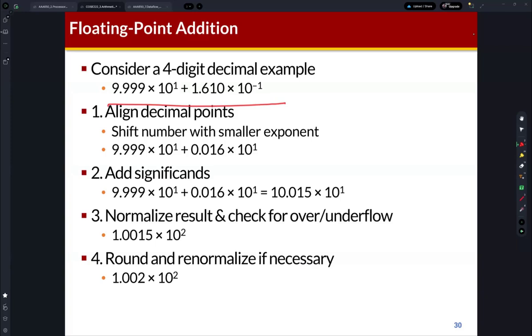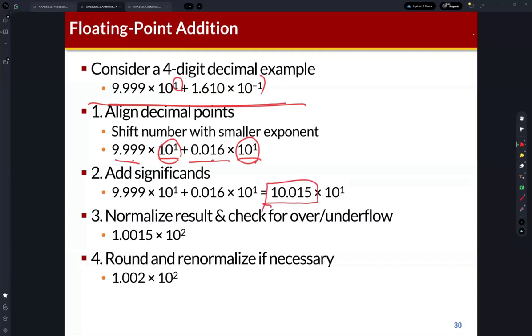We cannot directly calculate this addition. Why? Because the exponents are different. So what is required? We need to align the decimal point, and then if the decimal point is the same, we can calculate the addition for the significand, and then we can get the result.